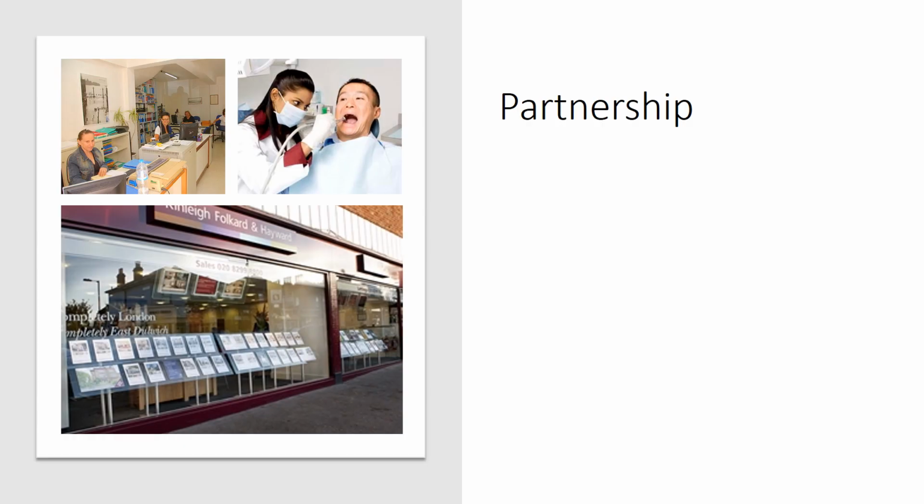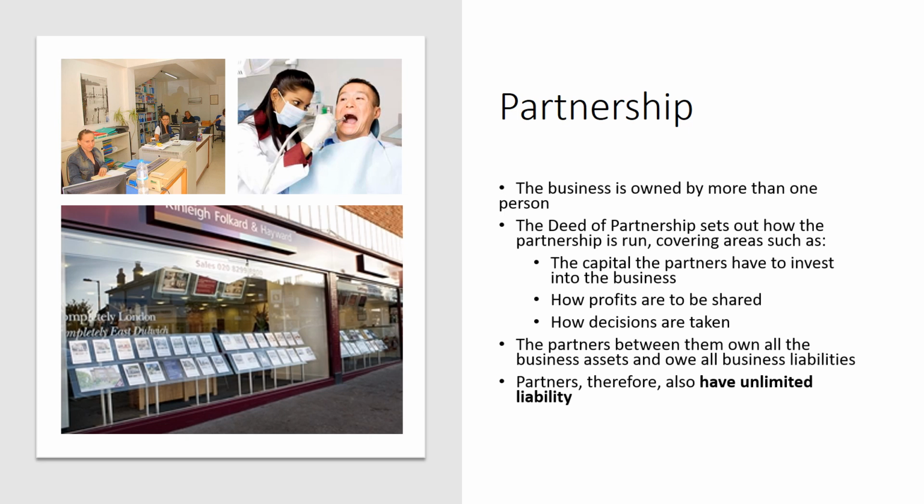Let's move on to partnerships. A partnership is where the business is owned by more than one person. So we've got more than one person involved. An example might be something like a dental practice, where a group of dentists have grouped together as part of a joint business. In this situation, an important term is the deed of partnership. The owners all agree to the deed of partnership, and that sets how the partnership is run.